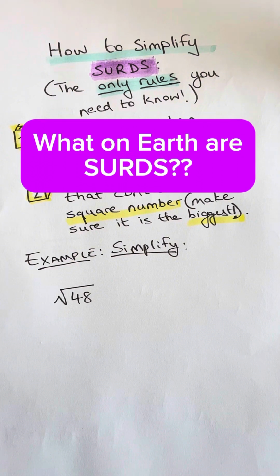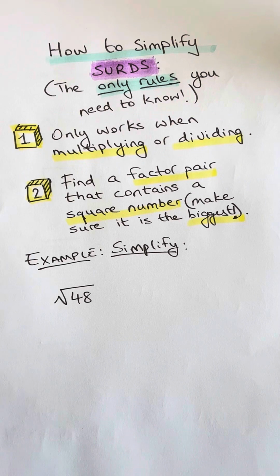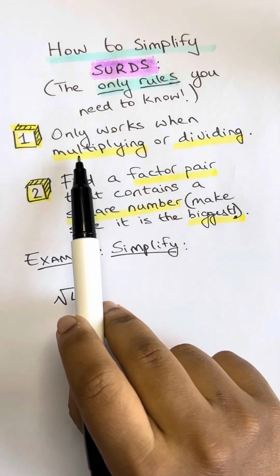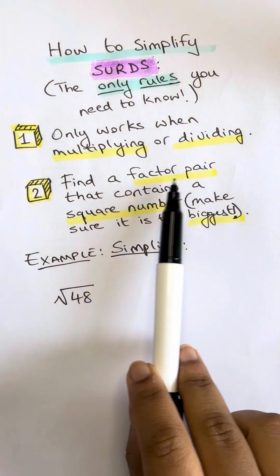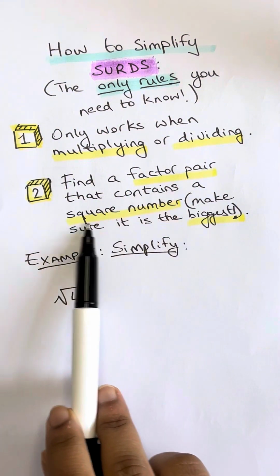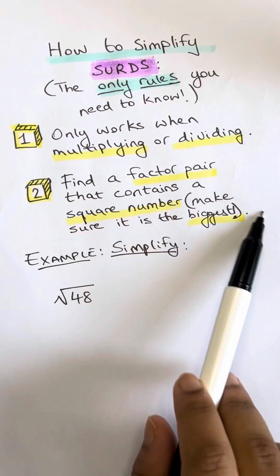Today I'm going to show you how, with simple rules, to ace your SURDS question. The first thing you need to know is that it only works when multiplying or dividing, and we need to find a factor pair that contains a square number and it is the biggest.